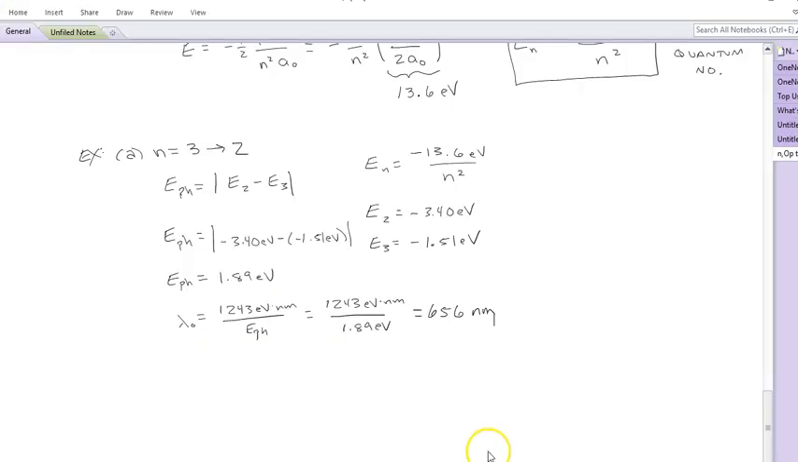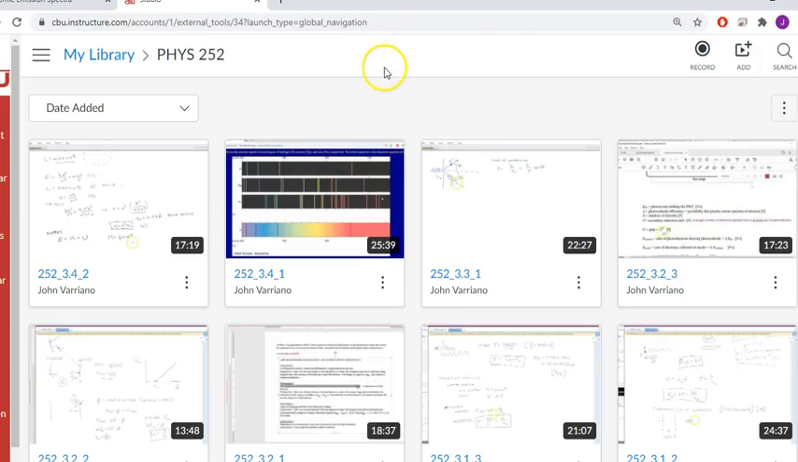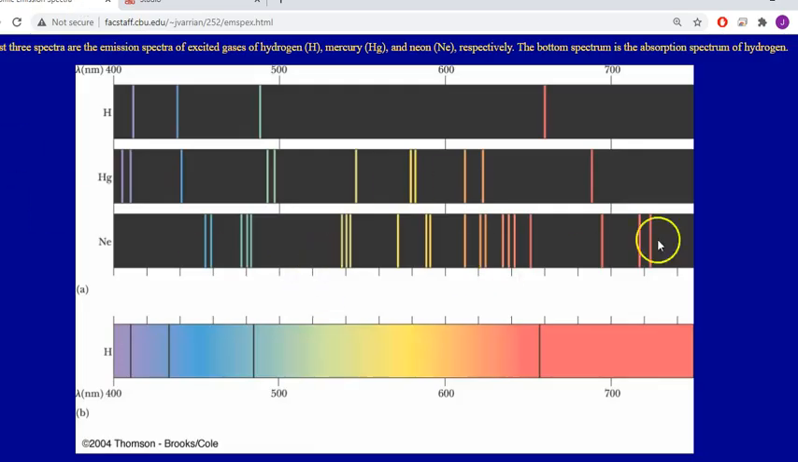Okay, and what part of the spectrum is that? If you go to our course page and look up the electromagnetic spectrum, free space wavelength, that's going to be red. In fact, let me show you guys. Remember, if we go to our course page, I was looking at this emission spectra. The top one is hydrogen. That's this right here. That's that red wavelength.